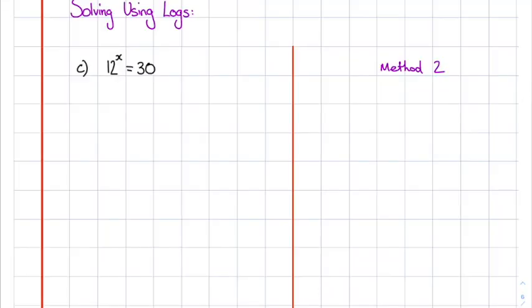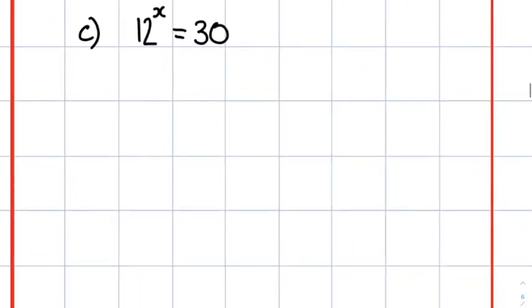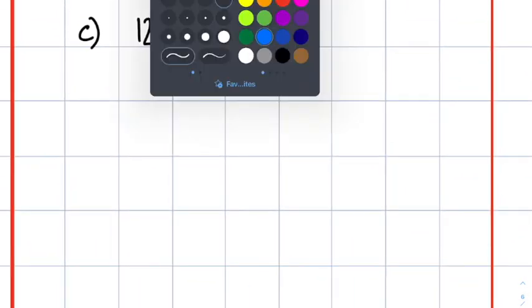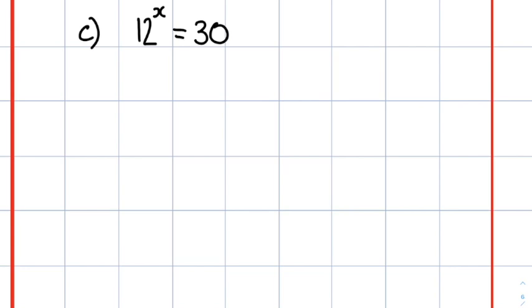What we have here on the left-hand side is question C, and that is 12 to the power of x is equal to 30. Now, previously in part A, when we had something like this, I made both sides the same base. But I can't think of any way of manipulating 12 and 30 so that they get the same base. So I need to try something else.